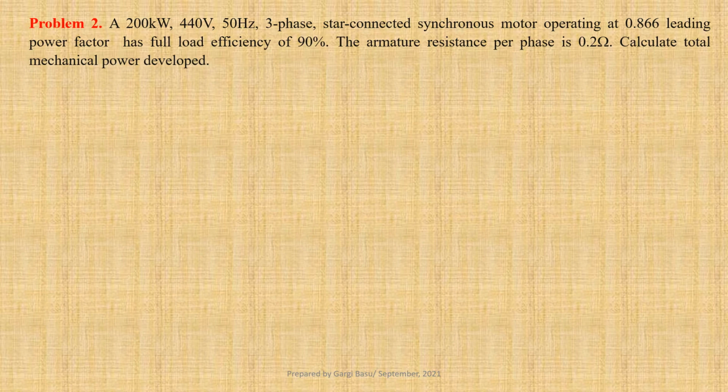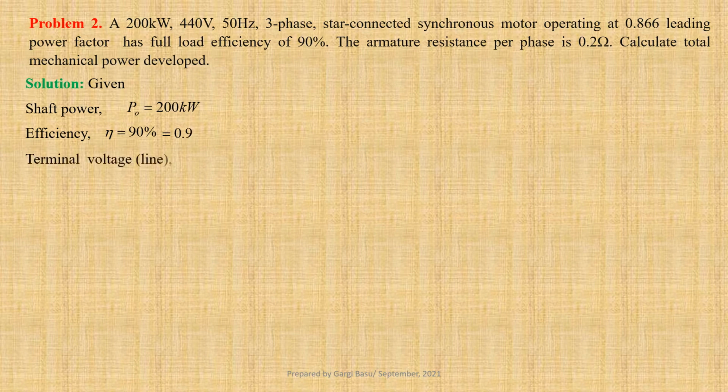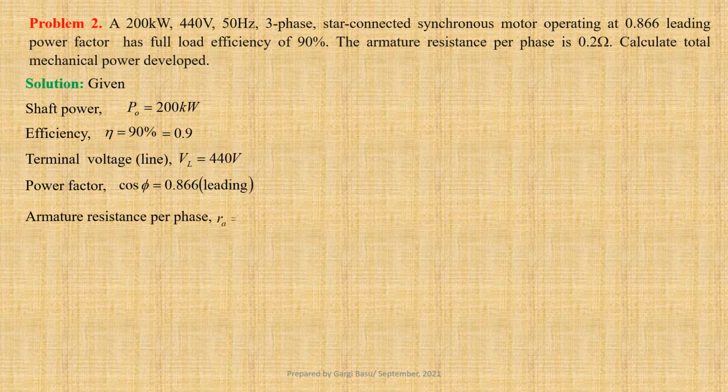Let us first write down the given data. Shaft power PO equals 200 kilowatts. Efficiency of the motor eta equals 90%, that is equal to 0.9. Line to line terminal voltage VL equals 440 volts. Operating power factor cos phi equals 0.866 leading. Armature resistance per phase Ra equals 0.2 ohm.